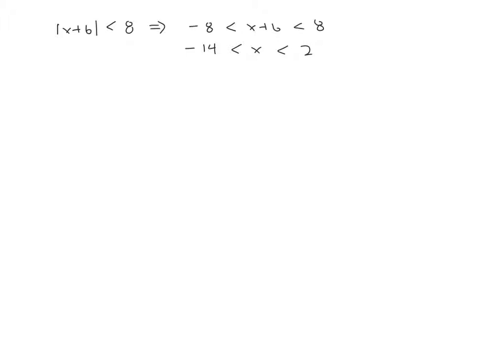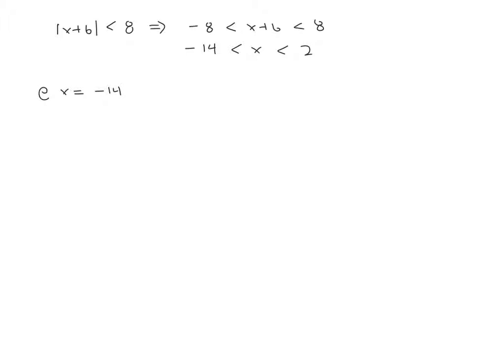So now we know that this series will converge if x is between negative 14 and 2. What we don't know is what happens at negative 14 and 2, because at those values of x, the result from the ratio test will be 1 and will be inconclusive. So the only way to know is to plug them into the series and see what comes out.